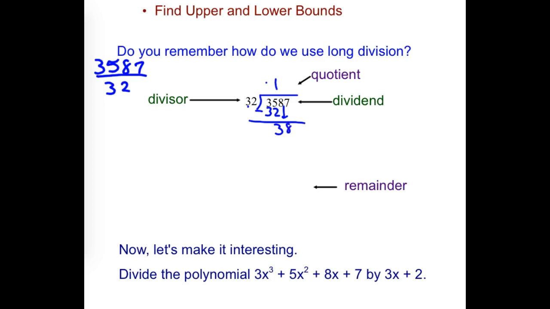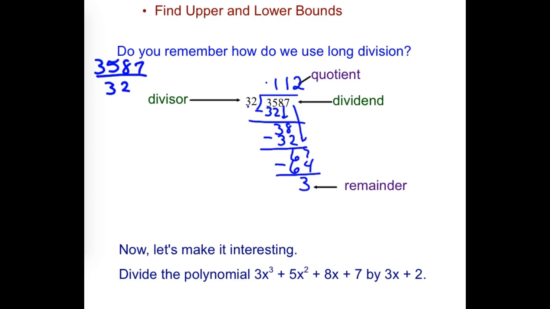All right, we bring down our 8 and we divide again. 32 goes into 38 once. We have 32, subtracting, we have 6. And then we bring down our 7 and we try it again. 32 goes into 67 twice. 2 times 32 is 64. And when we subtract, we end up with a 3. And that would be our remainder.